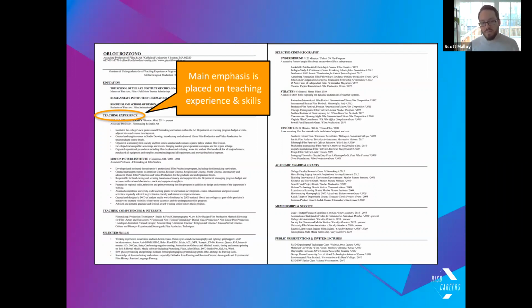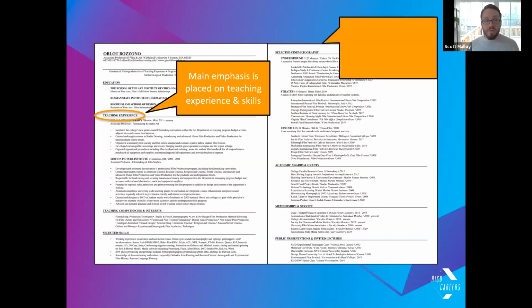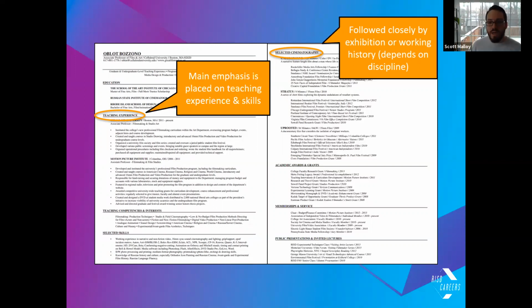But once you've tackled those teaching experiences and teaching competencies, it would then pivot to either, like I said, your exhibition history, if you're a fine artist, or your working history, if you're more of a designer. That's typically how that breaks down, and it does depend on the discipline that you're applying in. In this example, it's a filmography, a history of the films that they've produced, because this is somebody who's applying to a filmmaking position.